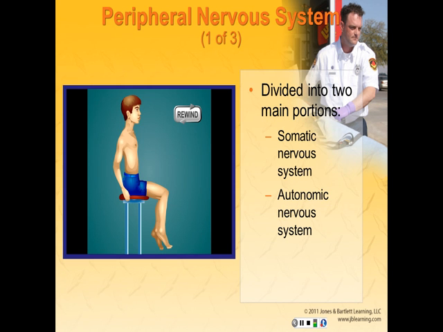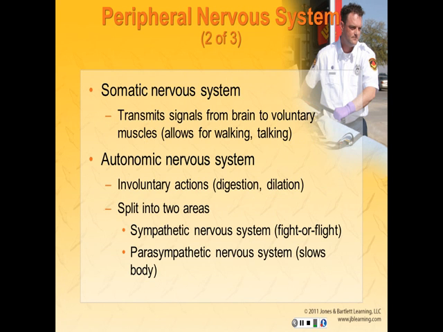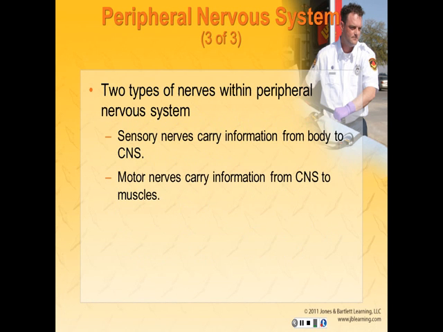The autonomic nervous system is involuntary, and it controls involuntary action necessary for basic body functions. These body functions include digestion, dilation, constriction of blood vessels, and it's split into two areas: the sympathetic, which is responsible for fight or flight, and the parasympathetic, which slows down the body.